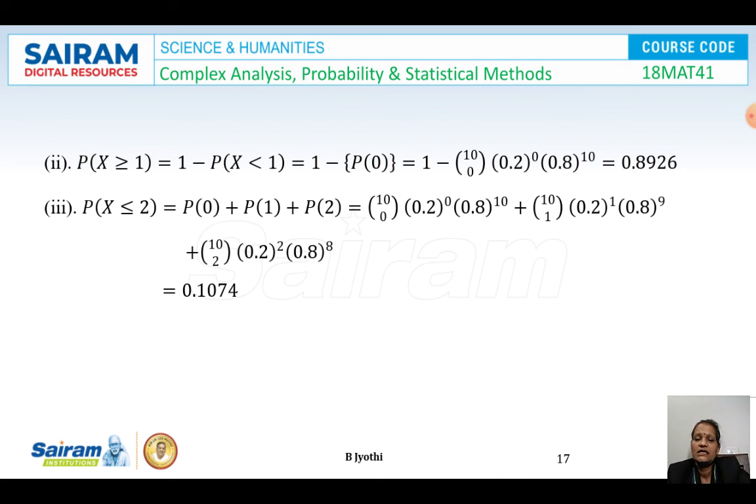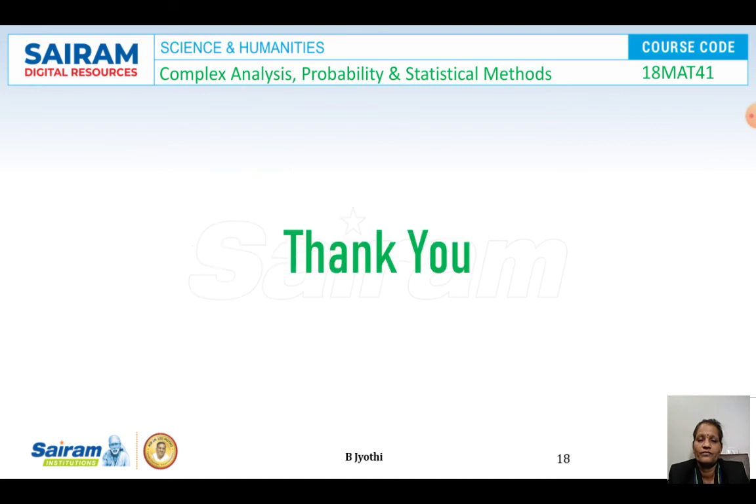Next, P of x less than or equal to 2, that is P of 0 plus P of 1 plus P of 2, that is 10C0 into 0.2 power 0, 0.8 power 10 and 10C1 into 0.2 power 1 and 0.8 power 9 plus 10C2 into 0.2 power 2, 0.8 power 8, which gives us 0.1074. Thank you.